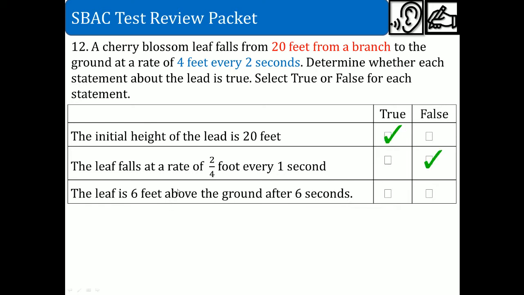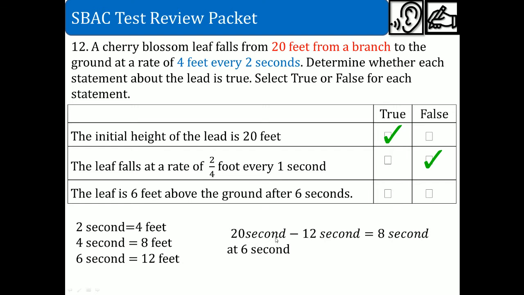The leaf is 6 feet above the ground after 6 seconds. Let's see the calculation. 2 seconds would be 4 feet. That's what it says here. So 4 seconds would be 8 feet. 6 seconds would be 12 feet. 20 feet minus 12 feet, because that is what it says here, will equal 8 feet at 6 seconds. It would be a subtraction here. So you subtract 12 feet from 20 feet, which will get you 8 feet at 6 seconds.